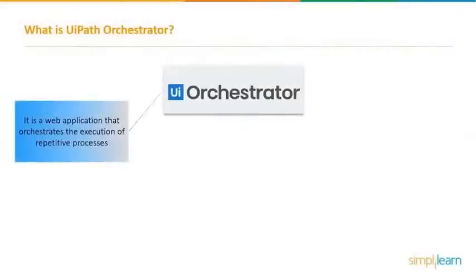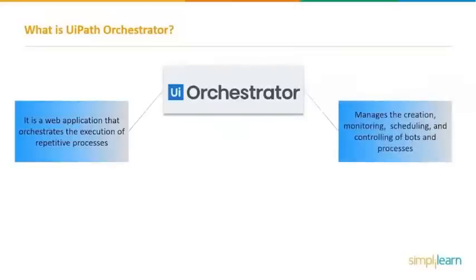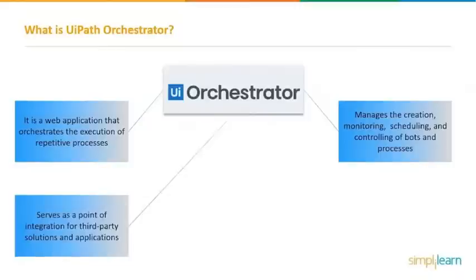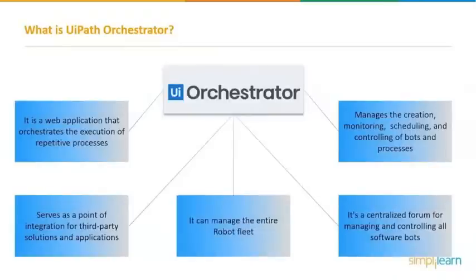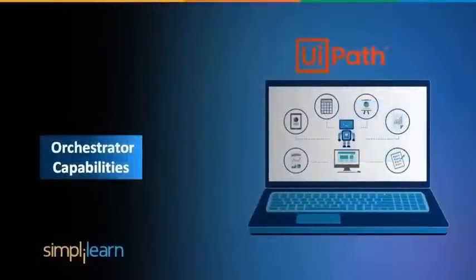What is UiPath Orchestrator? UiPath Orchestrator is a web application that allows you to orchestrate the execution of repetitive business processes by UiPath robots. Orchestrator manages the creation, monitoring, scheduling, and controlling of automated bots and processes. It serves as a point of integration for third-party solutions and applications. It's a centralized forum for managing and controlling all software bots. It can manage the entire robot fleet. Let's look at the Orchestrator capabilities.